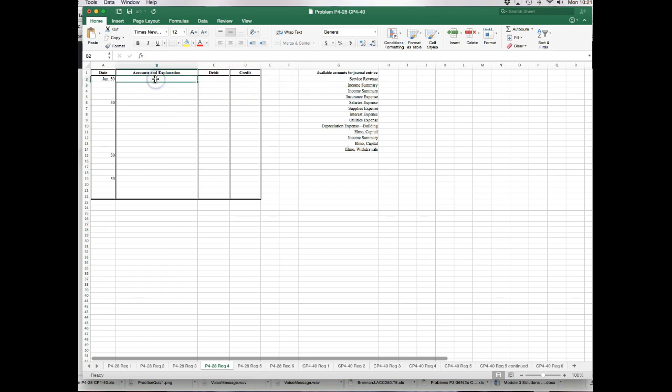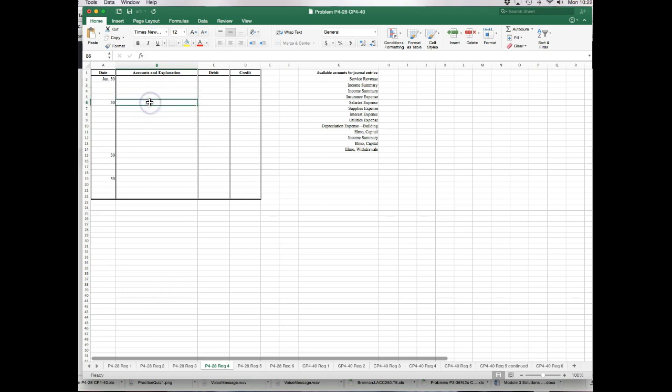Service revenue will normally have a credit balance, so in order to close it out, you want to debit that balance. So whatever we have as a credit balance in revenue, you want to debit the service revenue, and then you want to credit the income summary, because you're closing out the revenue into this temporary account called income summary.